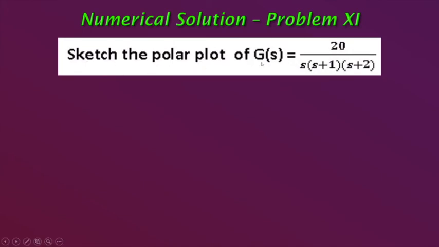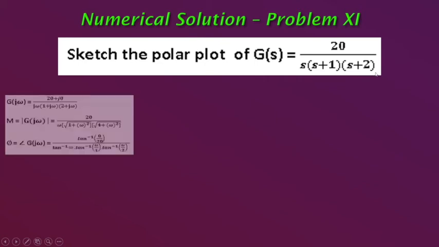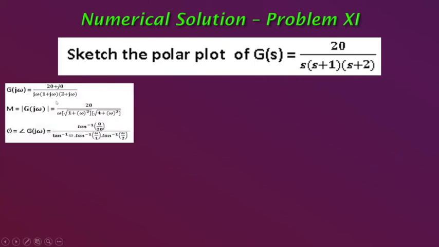Sketch the polar plot of G(s) equal to 20 divided by s into (s plus 1) into (s plus 2). Put s equal to j omega, then taking magnitude: 20 divided by omega, root over 1 plus omega square, and root over 4 plus omega square. Taking phase angle: tan inverse 0 by 20, that means 0 angle, minus tan inverse infinity, minus tan inverse omega by 1, minus tan inverse omega by 2.